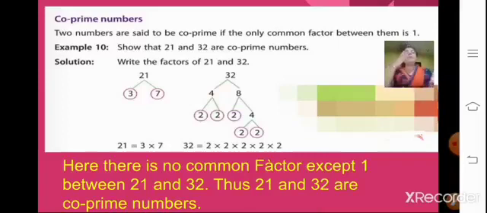So what are co-prime numbers? Two numbers are said to be co-prime if the only common factor between them is 1. If there is any other common factor apart from 1, then they are not co-prime numbers.